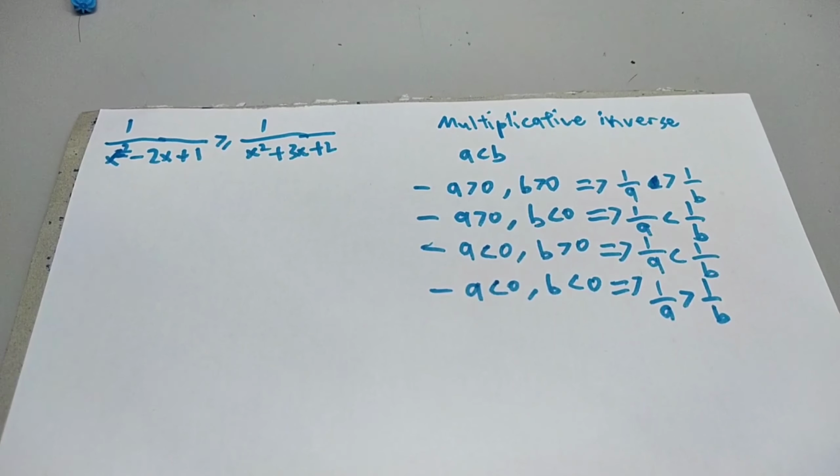When A and B are both positive or both negative at the same time, you need to flip the inequality sign. But if one side is positive and the other is negative, or vice versa, then you don't have to flip the sign.